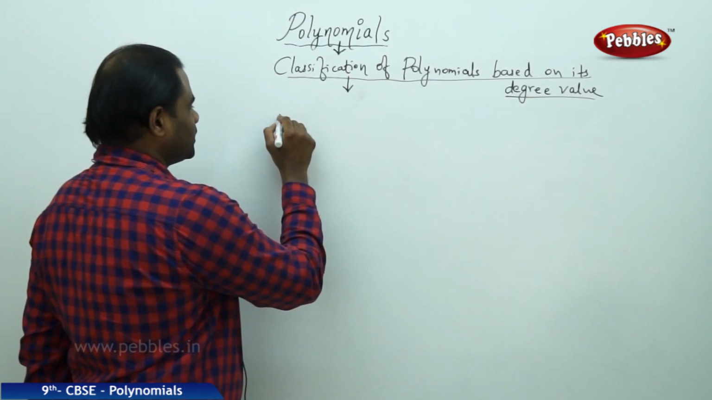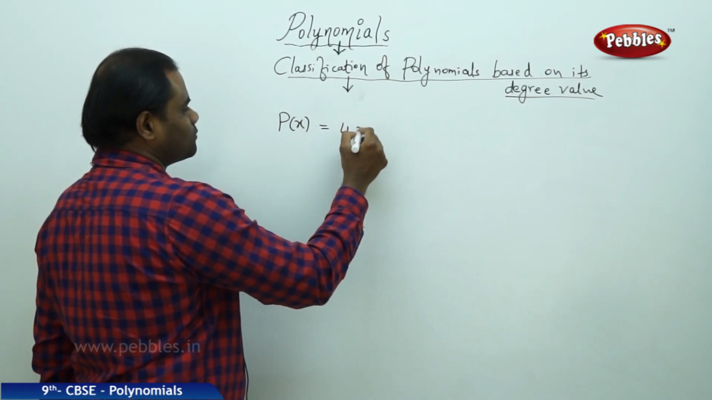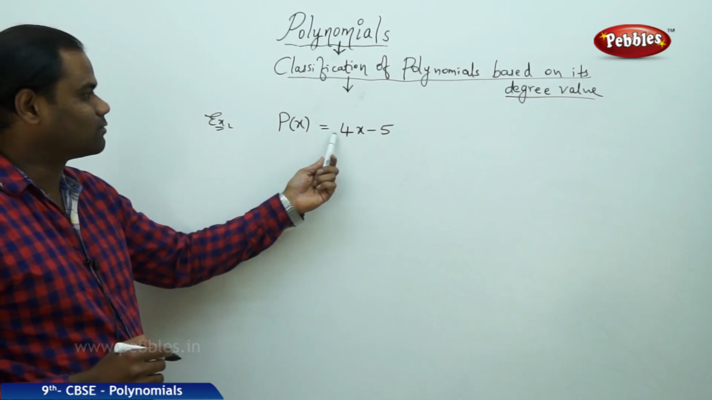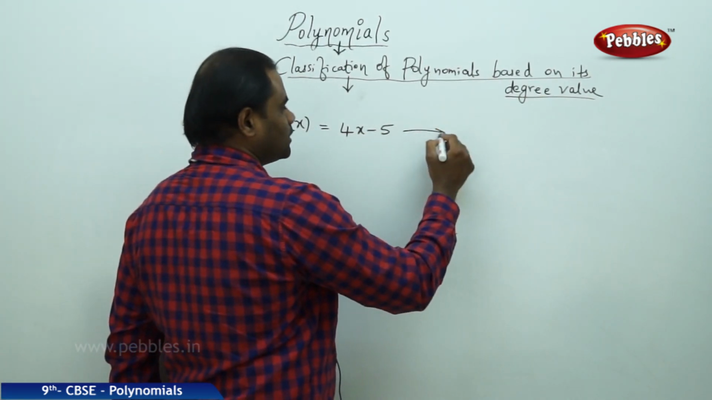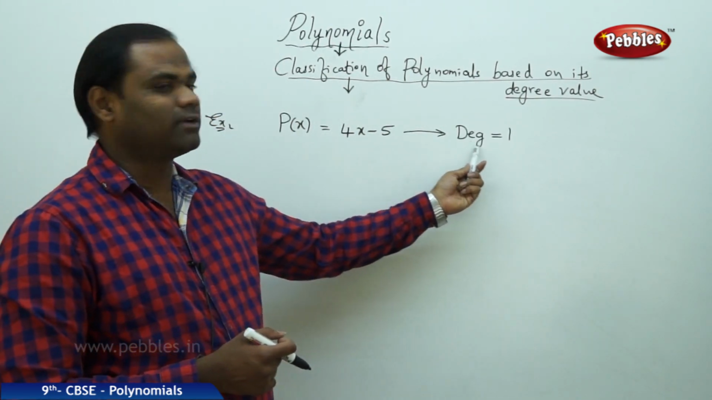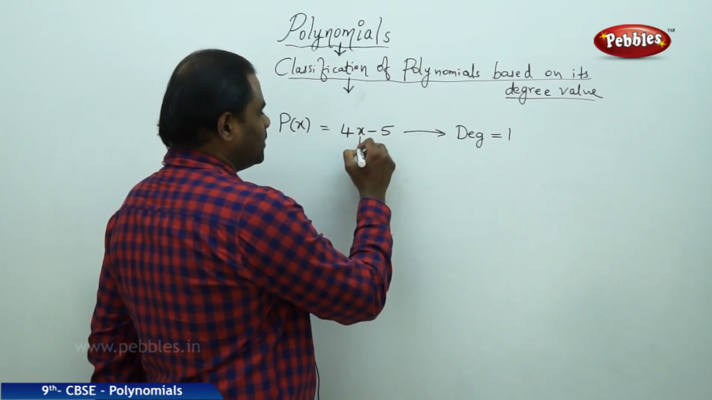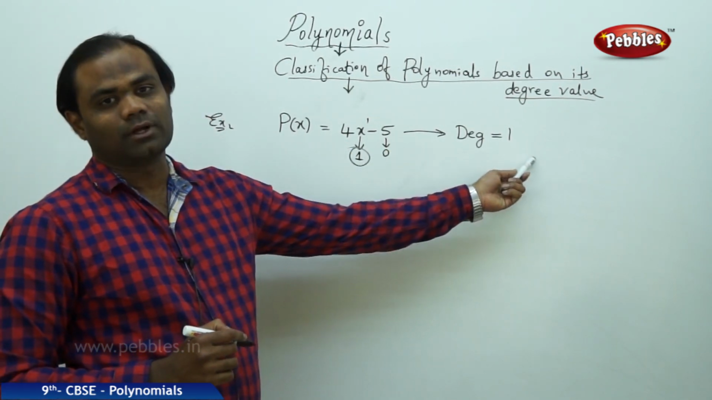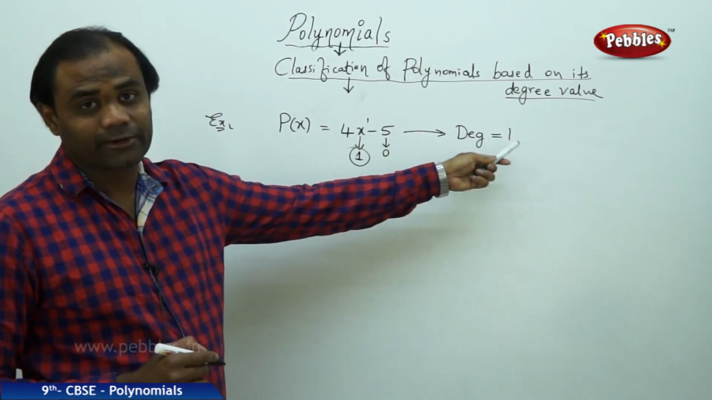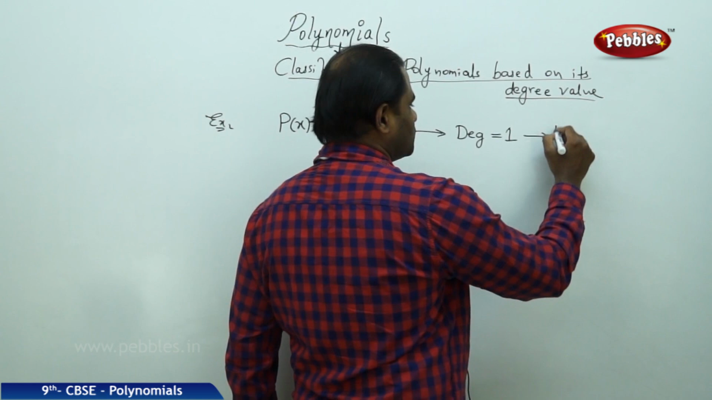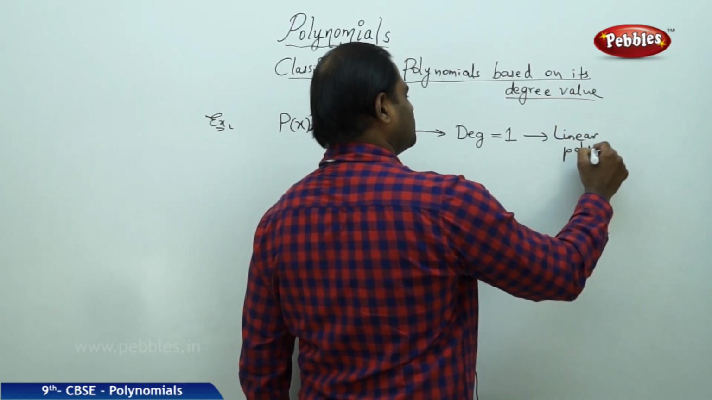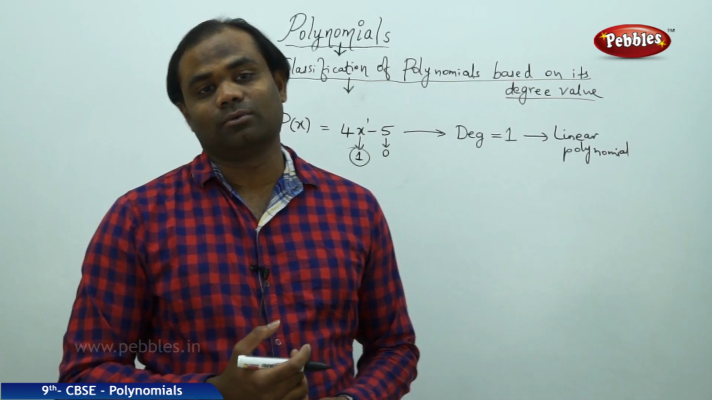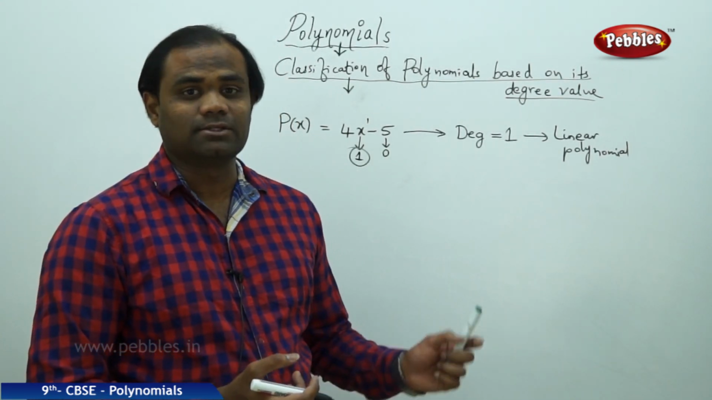For example, I take a polynomial p of x, which is 4x minus 5. With this example, I have p of x equals 4x minus 5 with degree equal to 1, because the highest power of x here is 1, and for the constant it is 0. Therefore, a polynomial whose degree is 1 is given the special name linear polynomial. Any polynomial whose degree is 1 is defined to be a linear polynomial, irrespective of the number of terms existing.